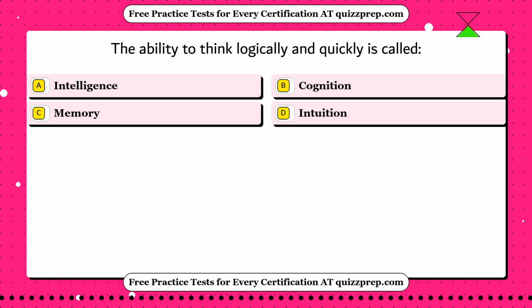Question 9. The ability to think logically and quickly is called: Option A. Intelligence. Option B. Cognition. Option C. Memory. Option D. Intuition.